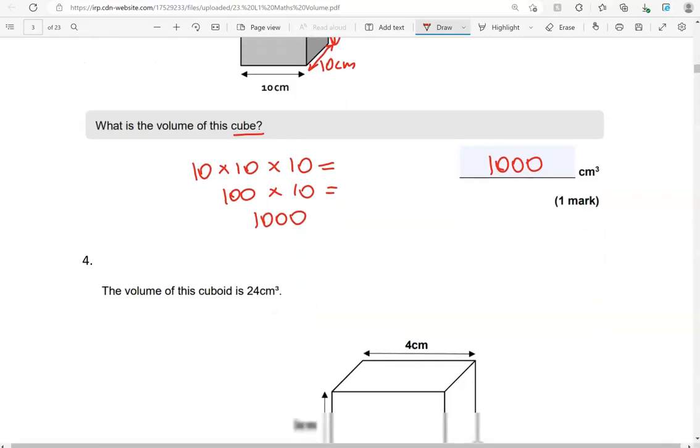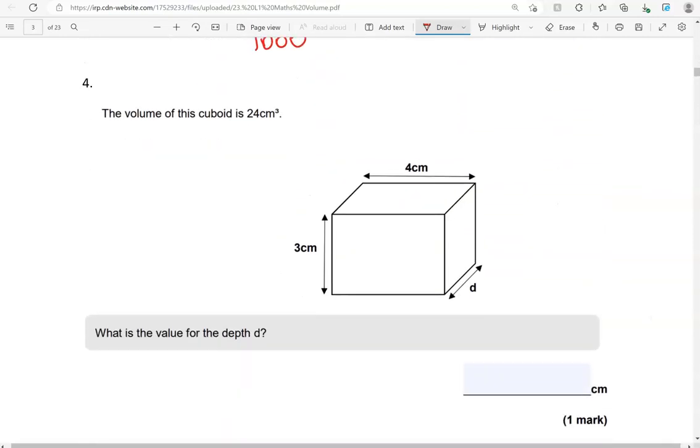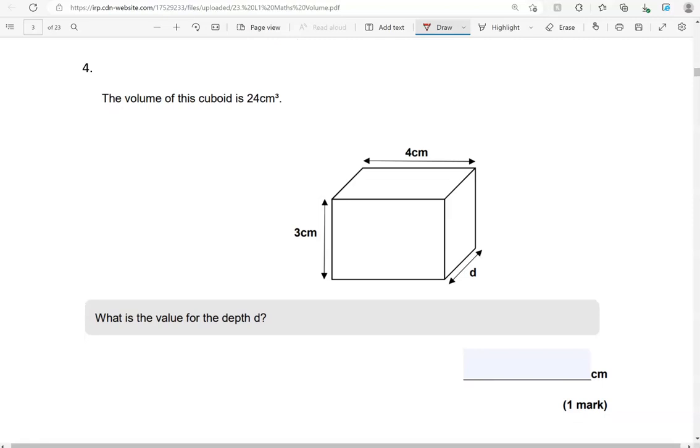So it's 1000 cubic centimeters. The volume of this cuboid is 24 cubic centimeters. What is the value for the depth D? So we're given length and width. So that is 4 and 3. We don't know depth, so I'm going to leave a gap there. But if I multiply the 3 of them, the answer is 24.